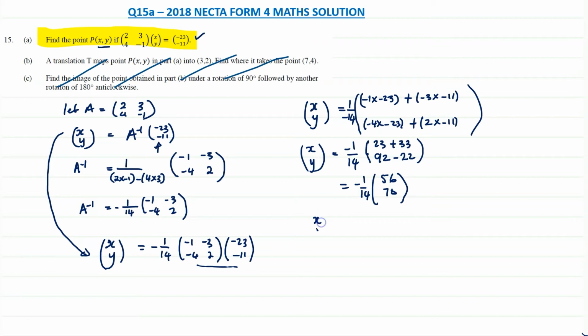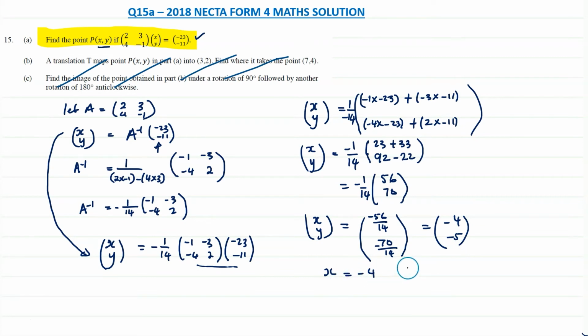So (x, y) is going to be equal to, putting these numbers inside, -56 divided by 14, and then 70 over 14. This will give you -4 and -5. So x is going to be equal to -4, y is going to be equal to -5. So point (x, y) is going to be equal to (-4, -5). Okay, so that is A done.